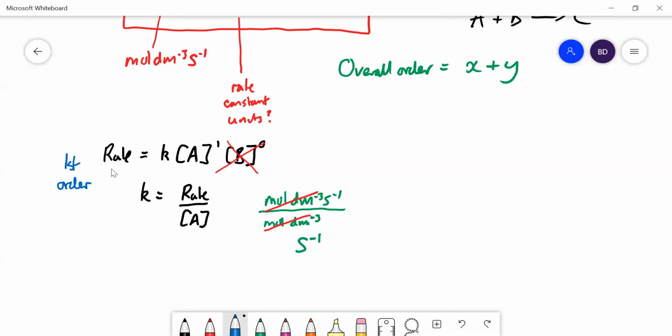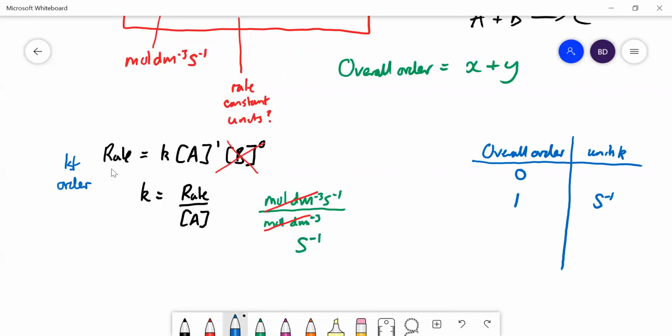If you get a first order reaction, we'll do a summary here. So order, overall order, and the units of K. I'm going to leave a gap there for zero order because we haven't done that yet. For first order, the units are just going to be seconds to the minus 1. Let's do it now if we've got a second order reaction. I'll get rid of that.